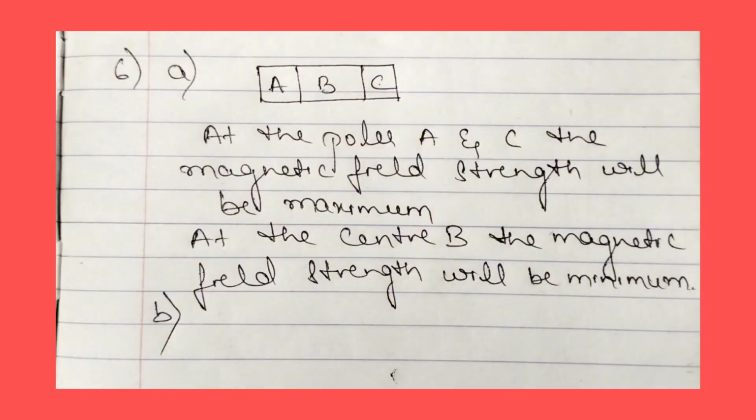So let us compare the magnetic field lines around a bar magnet and a solenoid.